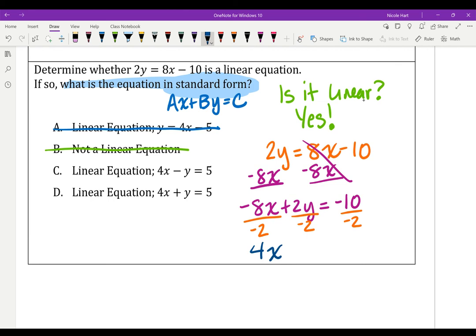And then 2y divided by negative 2. 2 divided by negative 2 is a negative 1y. And then negative 10 divided by negative 2, a negative divided by a negative is a positive 5. So looking at that, our answer is C. So even if you don't 100% know how to work out a problem, you can look at your answer choices and at least eliminate some bad ones. That way you can increase your chances of guessing correctly.